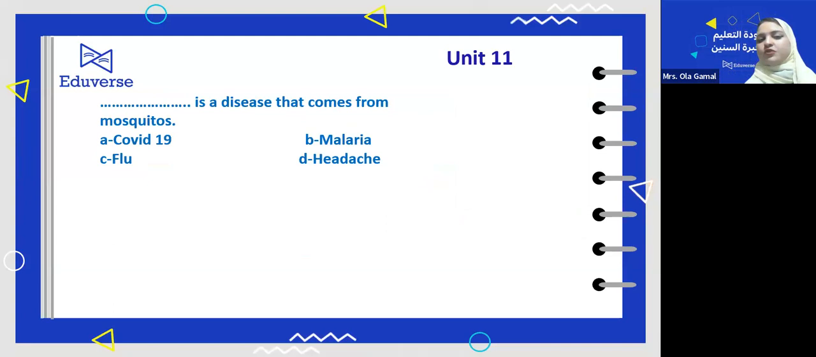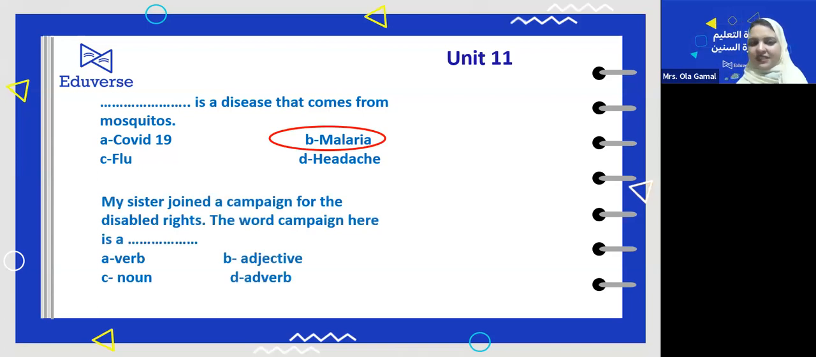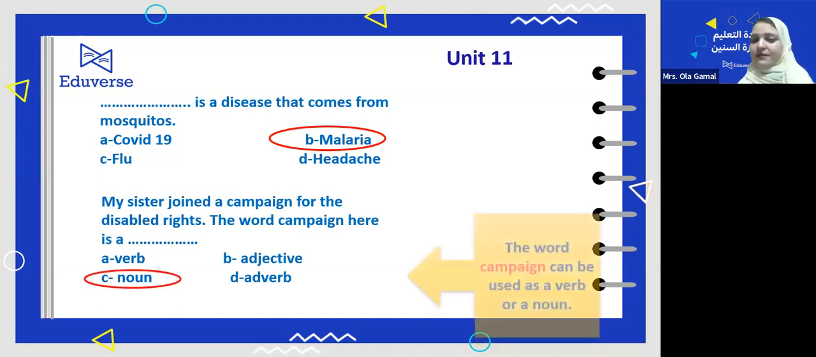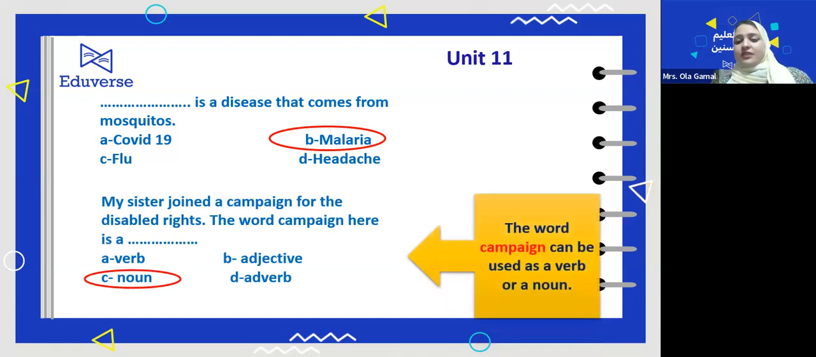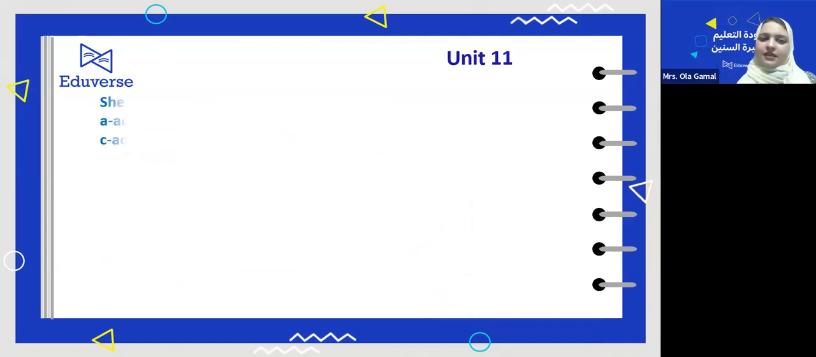What is a disease that comes from mosquitoes? It's a very bad disease that comes from mosquitoes, which is malaria. Excellent. Malaria is a very bad disease that comes from mosquitoes. My sister joined the campaign for disabled rights. The word campaign here is a noun. Amazing. So it can be used as a verb also, when I say she campaigns for something. So we can use campaign as a verb or as a noun.